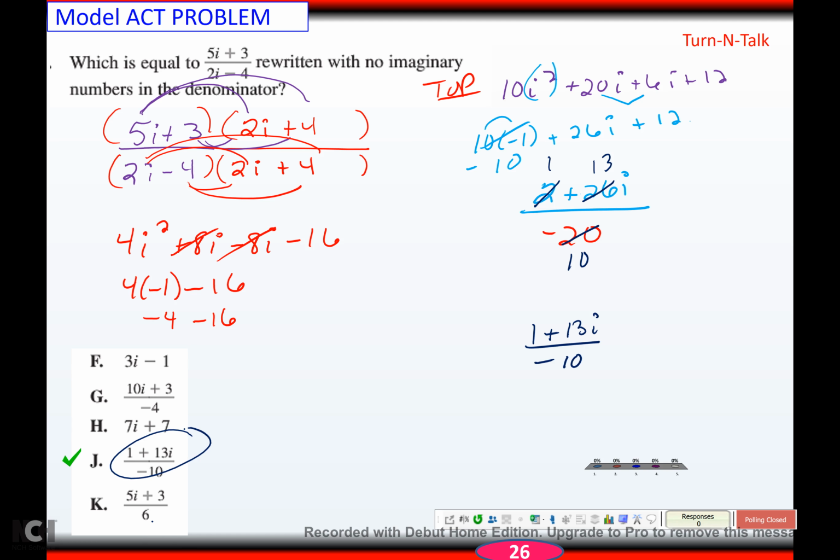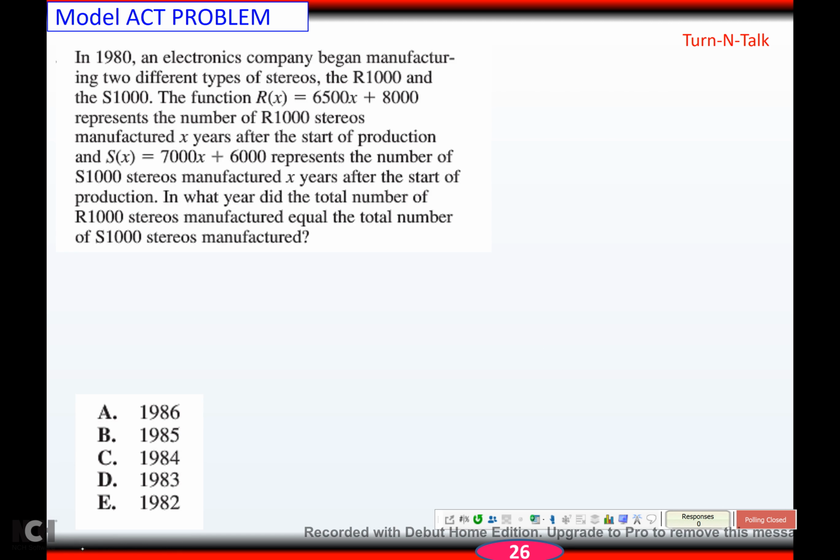Okay? All right, try this one. Hit pause. Come back when you're ready. And hopefully you got 1984.